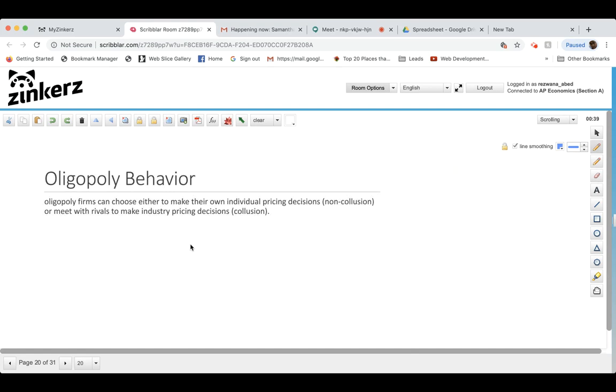All right. So behavior of oligopoly. Oligopoly firms can choose to make their own individual pricing decisions, and we call that non-collusion. Or they can also meet with their rivals to make pricing decisions, and we call that collusion. So collusion and non-collusion are the 2 ways that an oligopoly can make their pricing decisions. So let's see what those 2 are.